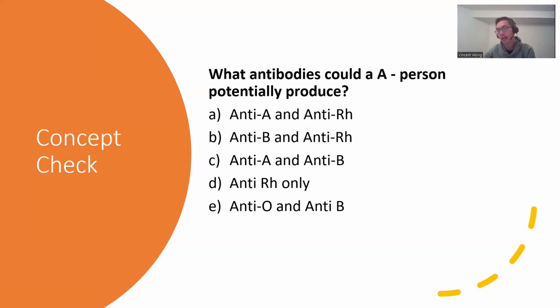Okay, remember, you make antibodies for things you don't have. So if you are A, you're going to make anti-B. If you're negative, you potentially can make anti-Rh. The answer is B. Most of you got it right. Very good.